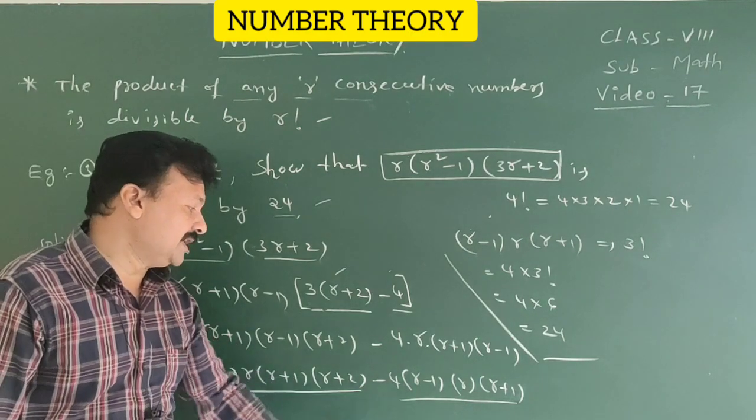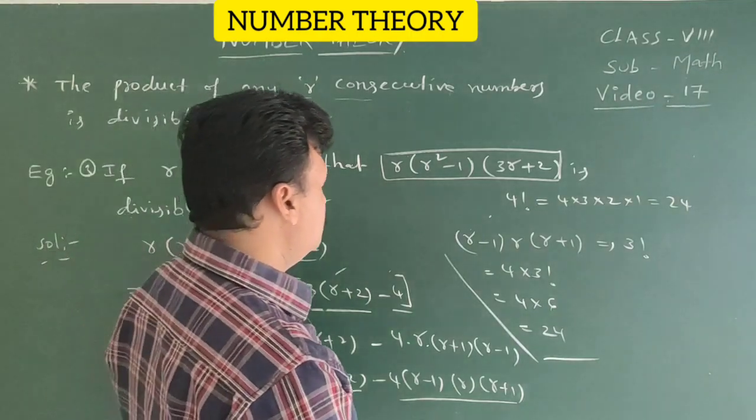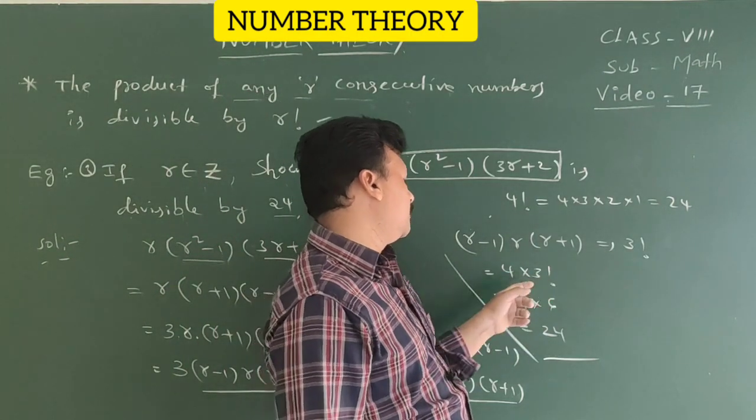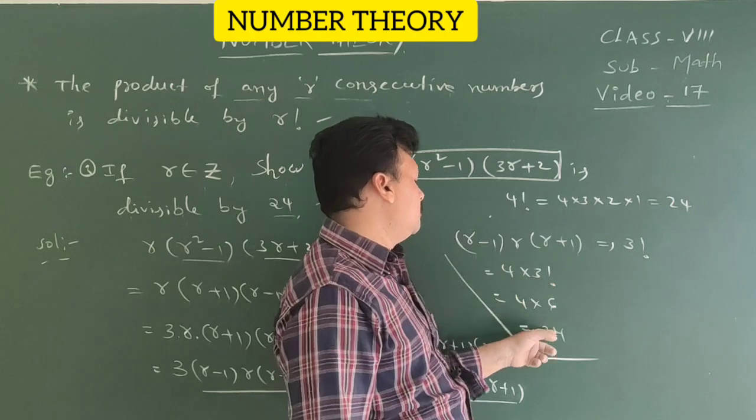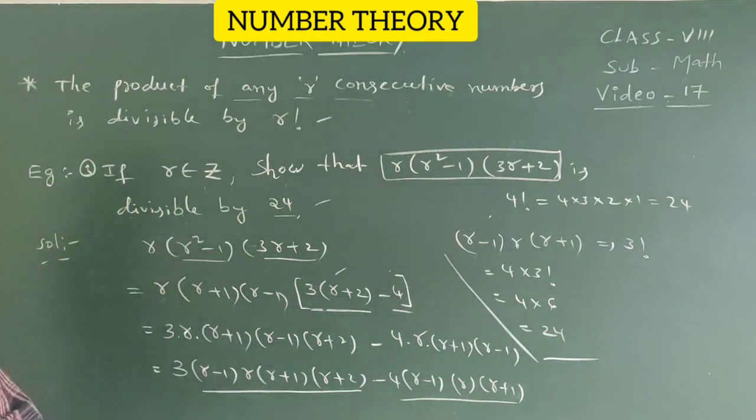Next, the second part, 4 into r minus 1 into r plus 1. Here r minus 1, r, r plus 1 are 3 consecutive integers. These are divisible by 3 factorial. Already we have the factor 4. So 4 into 3 factorial is 24. It is also divisible by 24. Here the first part and second part are as well divisible by 24. That's why the given number is also divisible by 24 only.